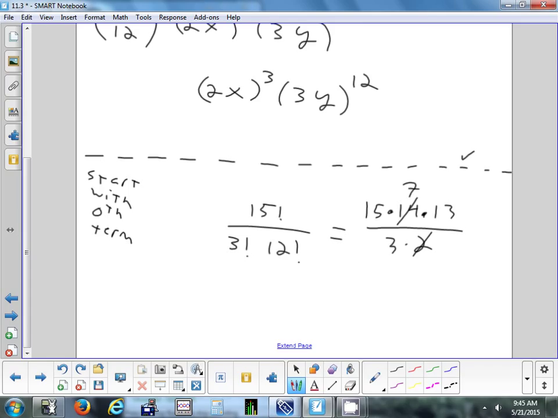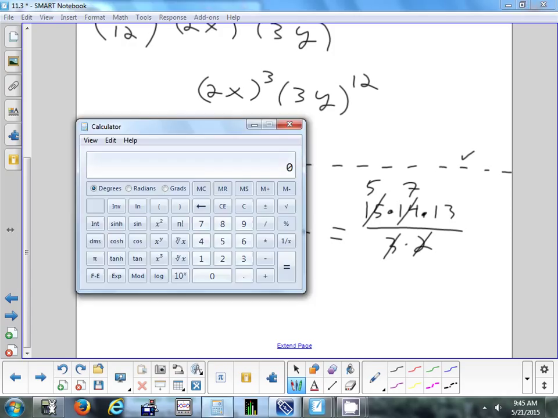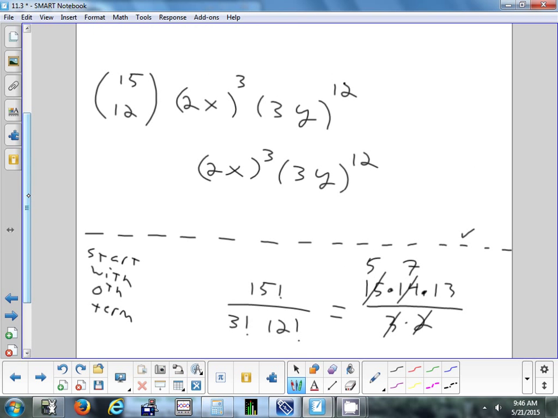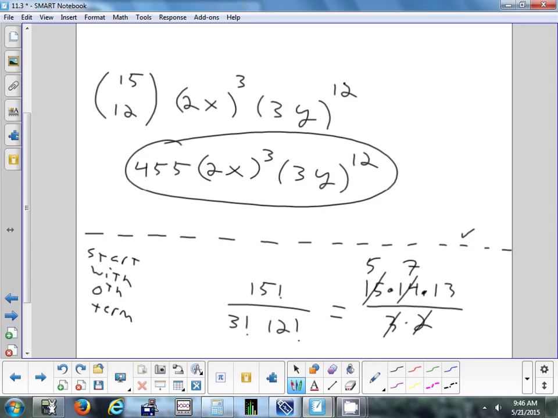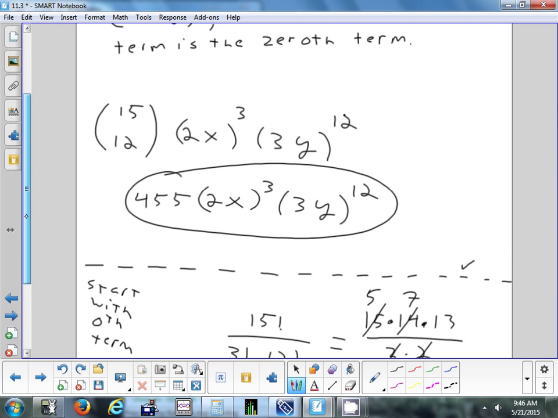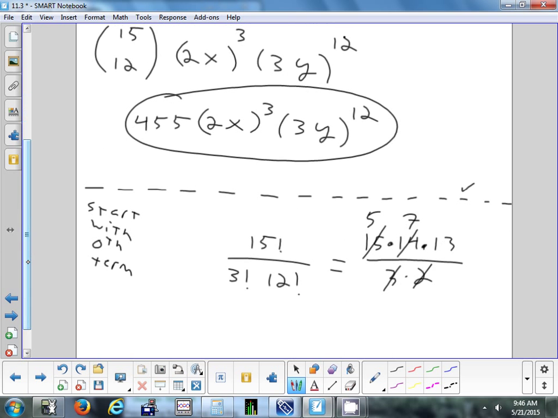2 goes into 14, 7. 3 goes into 15, 5. Okay, so my coefficient is going to be 5 times 7 times 13. 455. And then when you multiply the rest out, it comes out to like 1.9 billion. Any questions on that?